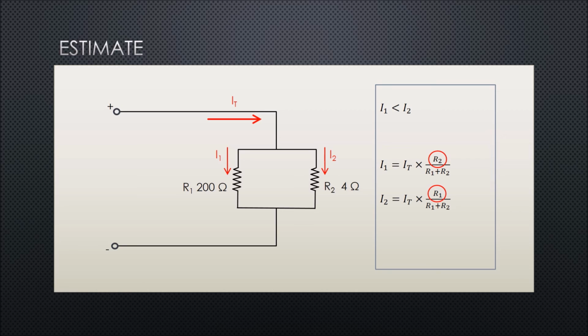Current divider is a useful equation in the analysis of circuits and can be used to solve both AC and DC circuits.